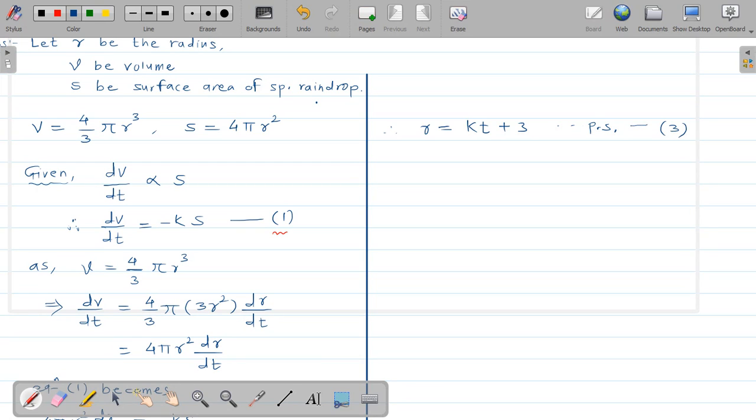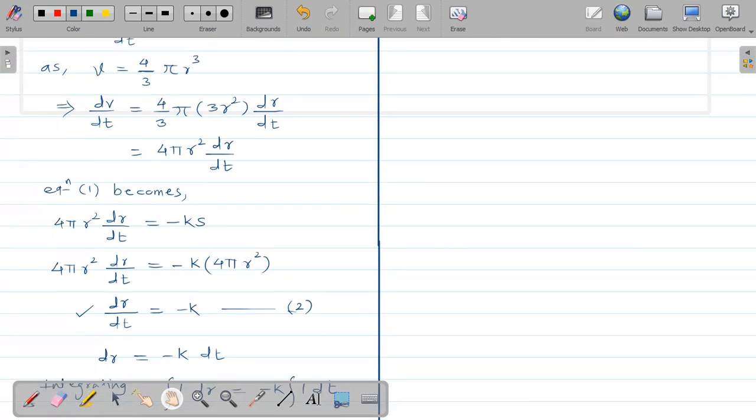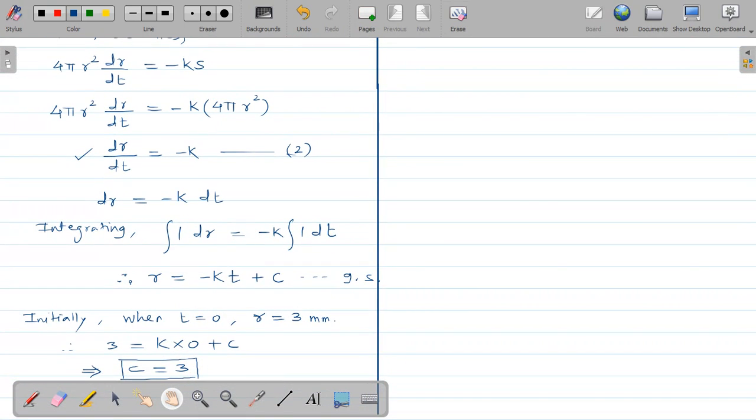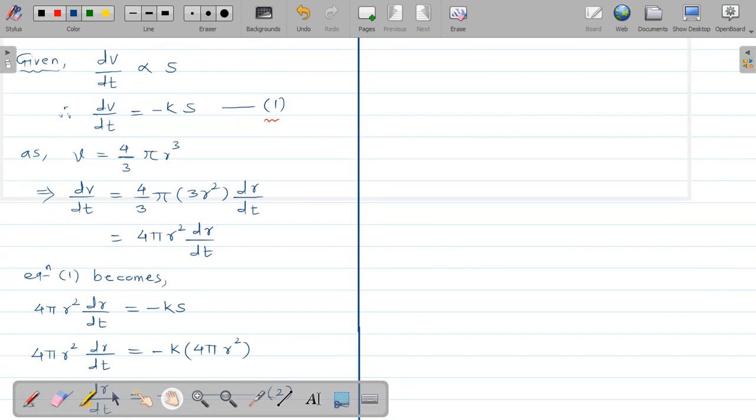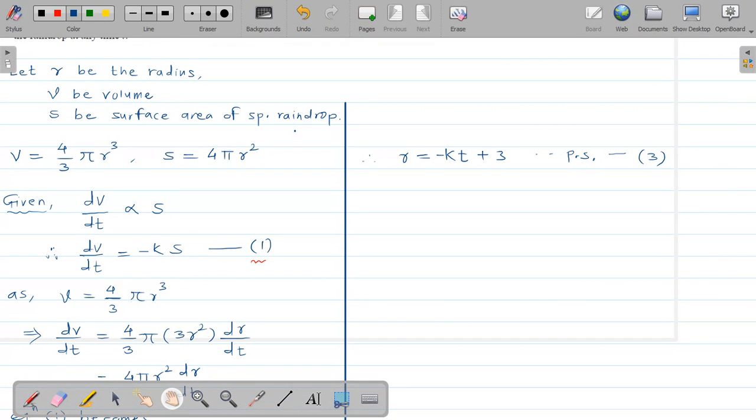Okay, so r is equal to minus kt plus 3, because constant k is negative. So we get the particular solution here, that is r is equal to minus kt plus 3. Now use the given condition here. Now what is given to you?